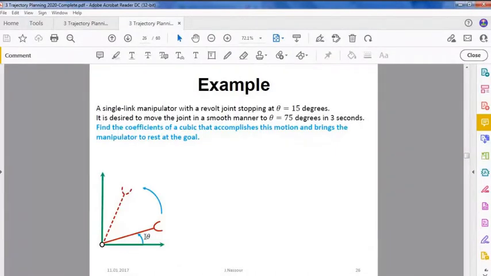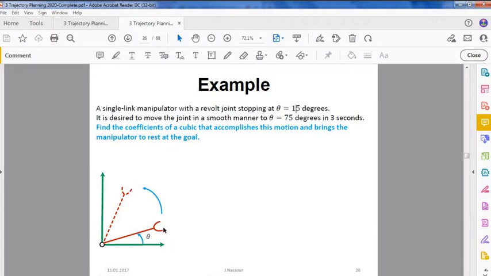Something like this. So you want to move from initial to final position. For example, you want to move your robotic arm. This is one joint, a one joint robotic arm. So you want to move from 15 degrees to 75 degrees in 3 seconds. Find the coefficients of the cubic that accomplish this motion and bring the manipulator to rest at the goal.